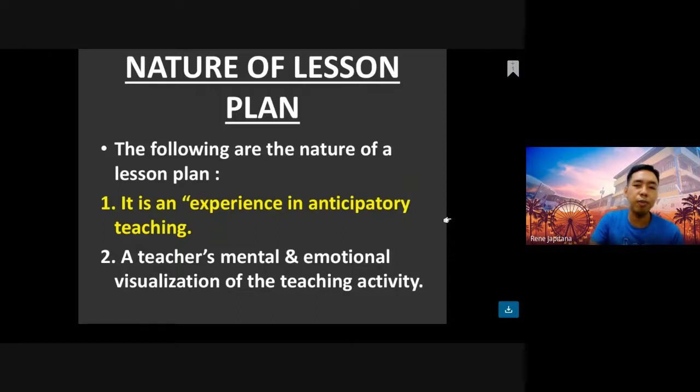Another thing, it is a teacher's mental and emotional visualization of the teaching activity. So he or she can visualize what to expect to happen in the lesson, in the teaching and learning process. When you prepare a lesson plan, you can really foresee, especially when you identify the type of learners that you have. It is so different when you go directly inside the classroom without the lesson plan, because you cannot anticipate. As a teacher experienced in anticipatory teaching, you need to anticipate what will happen next because of the preparation of your lesson.